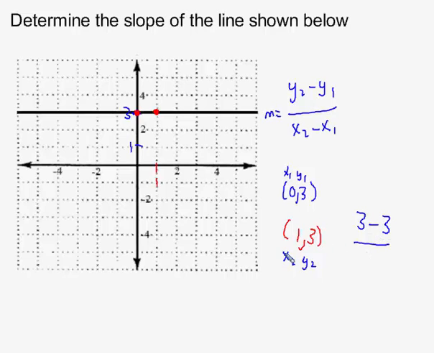But just for fun, let me do x2 minus x1. You'd have 1, take away 0 in the denominator. This would give you 3 subtract 3 is 0. 1 subtract 1 is 1, and 0 divided by 1 is 0, giving me that the slope of the line is 0.